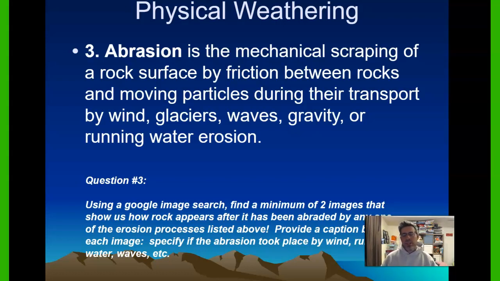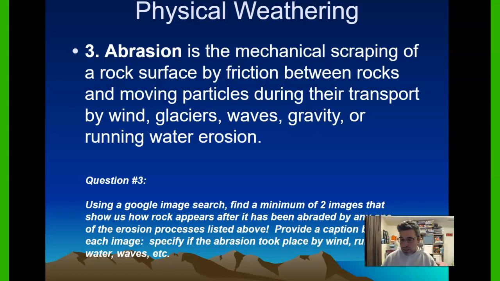In essence, what's happening here is that rocks are colliding with one another as they get transported, or sand is being blasted over the top of rock that's there and smoothing it out. We would say those rocks have been abraded. Were they chemically changed? No, they were physically changed.